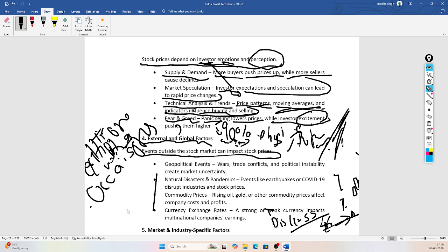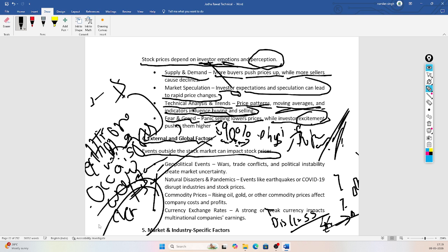Some of them are wars, like right now the wars going on between Iran and Israel, right? So the impact also shows in the share market. Understand, events, the special occasions, events outside the stock market can impact the stock prices.